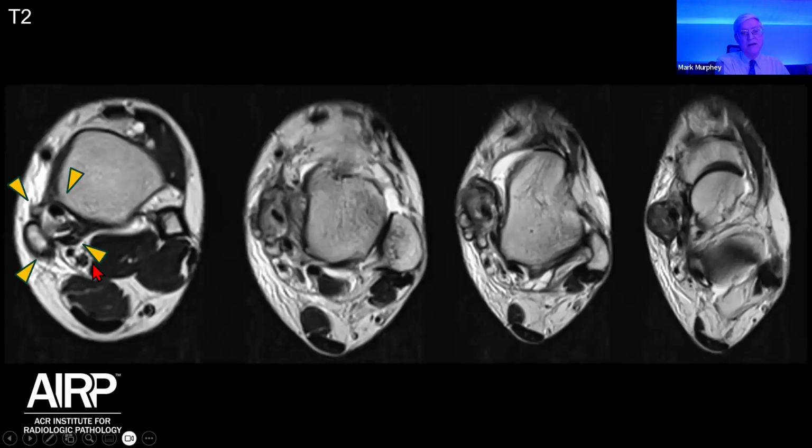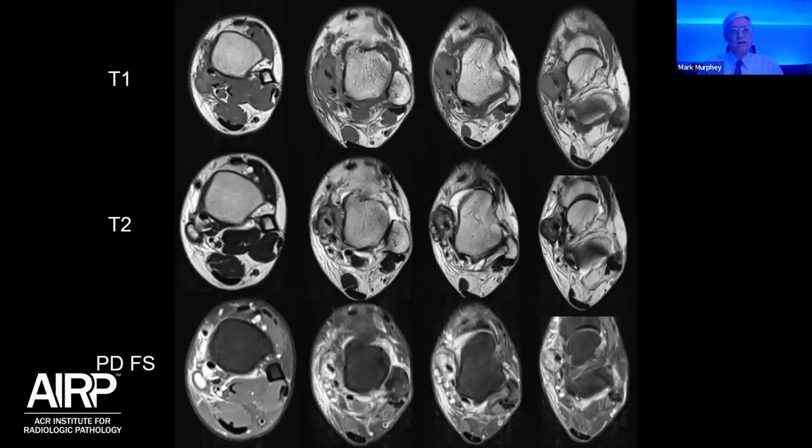And on standard T2 weighted images, intermediate signal at most. And we can see the same thing on our other sequences as is circled here. And here we're marching from proximal to distal, so you can see the length of this process surrounding the posterior tibialis tendon also in this case.